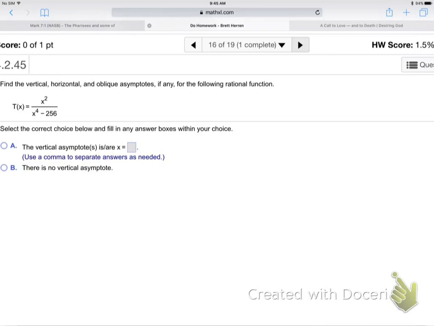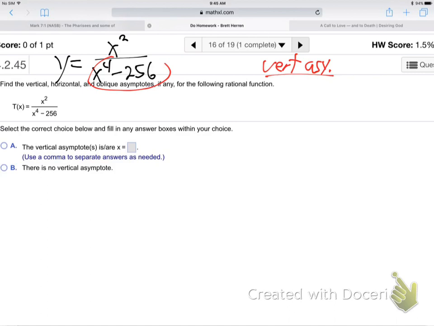Okay, so number 16, y equals x squared over x to the 4th minus 256. Let's start with the vertical. Vertical is easy, right? For the vertical asymptote, you take the denominator. We don't care about the numerator. Just take the denominator and ask, where are you 0? Wherever the denominator is 0, it's undefined. That's where there'll be a vertical.